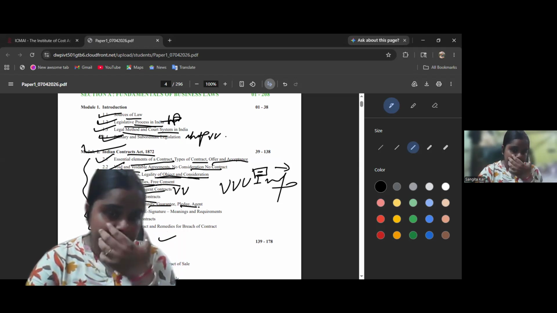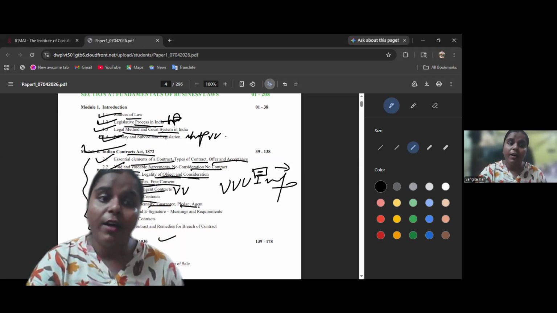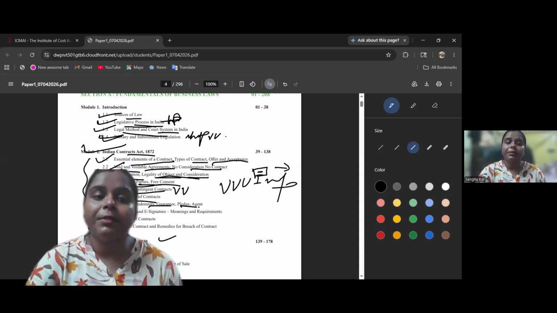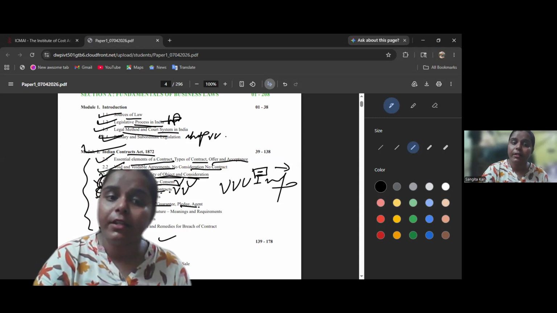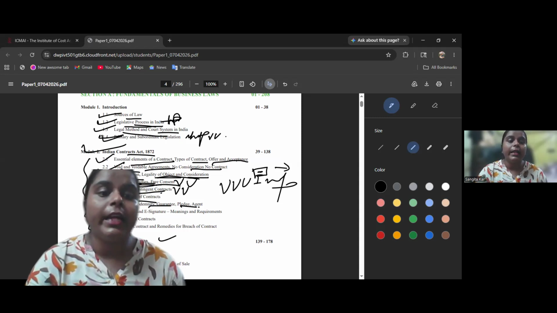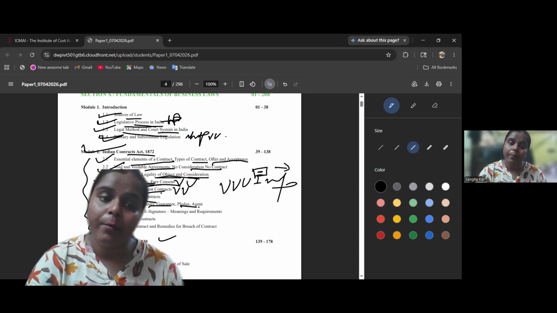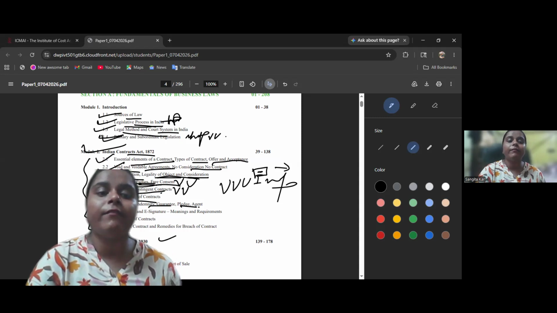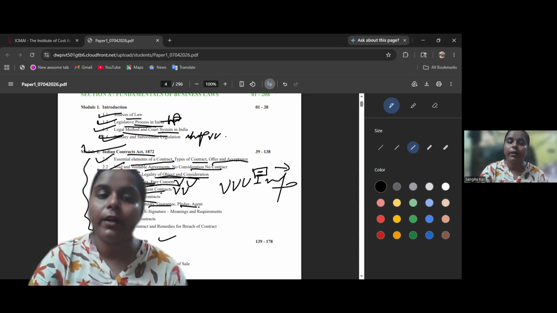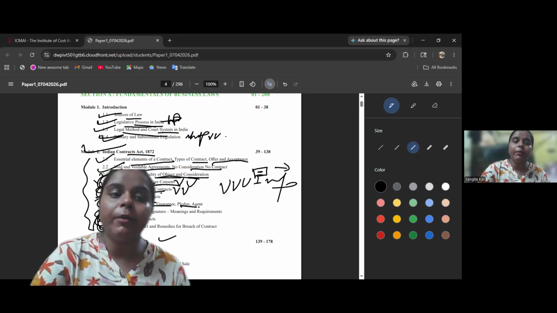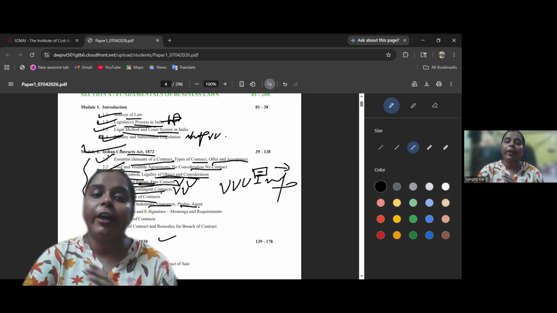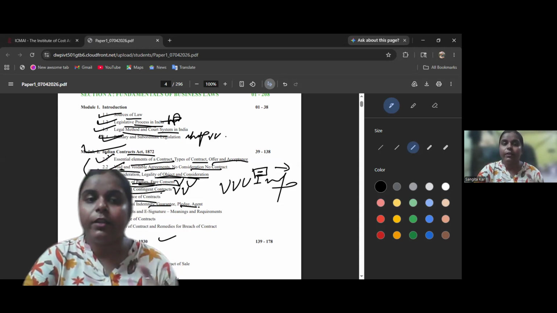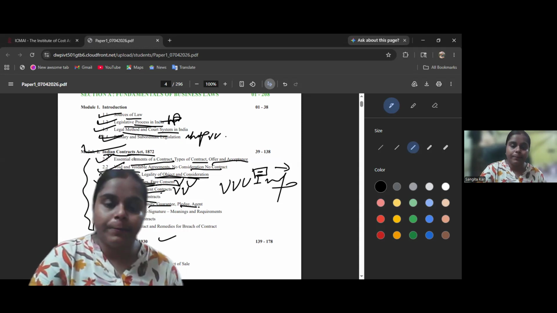Capacity of parties is very important. Then quasi contract is also very important. Then indemnity, guarantee, very important. E-contract, discharge of contract, breach of contract. These are very important topics. So you have to learn this chapter very thoroughly and carefully.